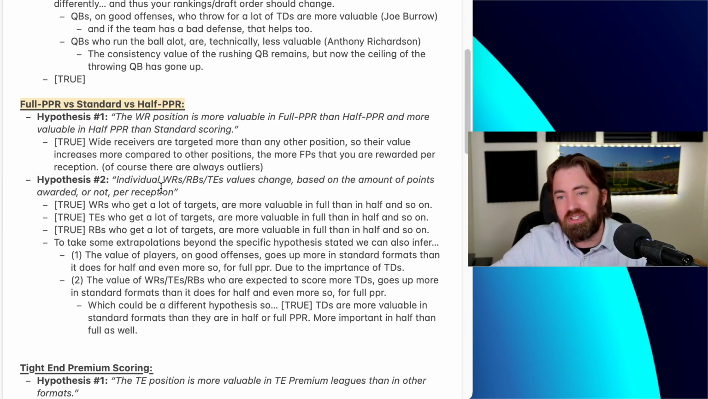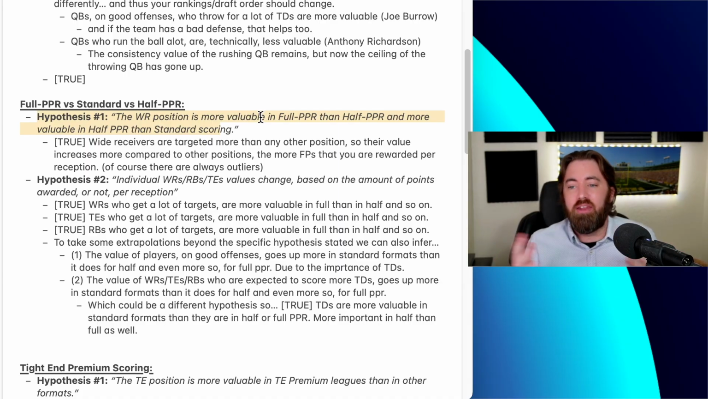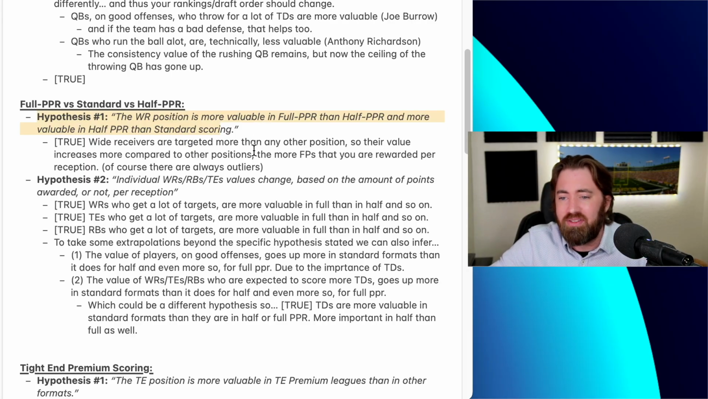Let's move on to a new format discussion, talking full PPR versus standard scoring versus half PPR scoring. There's obviously a lot of things that we could go into, but let's look at hypothesis number 1. The wide receiver position is more valuable in full PPR than half PPR, and more valuable in half PPR than standard scoring, and thus even more valuable by a more drastic number in full PPR than it is in standard scoring formats. And now this is very much the most remedial part of this. This is very obvious. Most of you know this. Some of you might need to be reminded of it, and we should all remember to think about these things while we are drafting, for tie-breaker types of decisions between wide receivers.